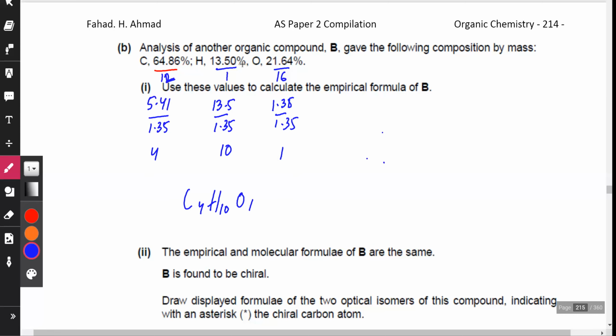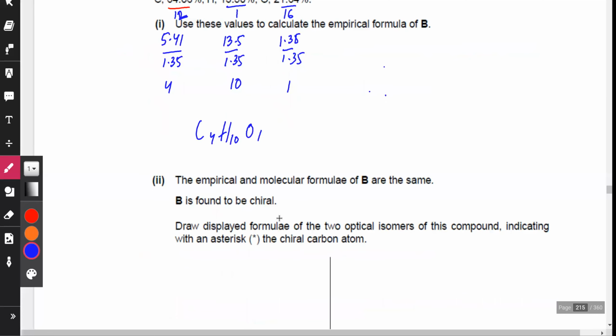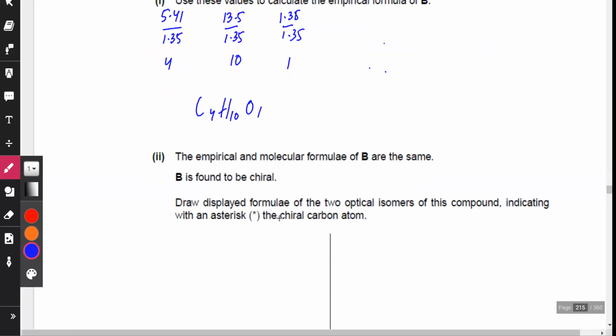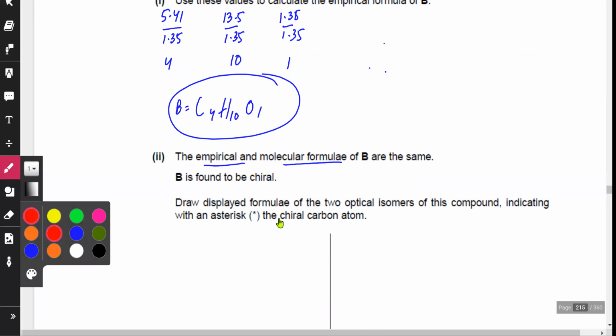As the next part, he's saying that the molecular formula is the same. The empirical formula and the molecular formula are the same, and this is the formula of the compound. And he's saying B is found to be chiral. This is B. Draw a displayed formula of the two optical isomers of this compound, indicating with an asterisk the chiral carbon atom.